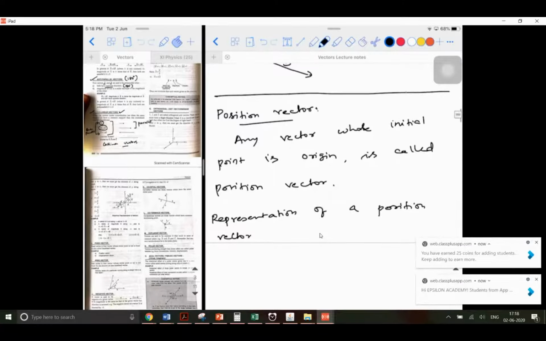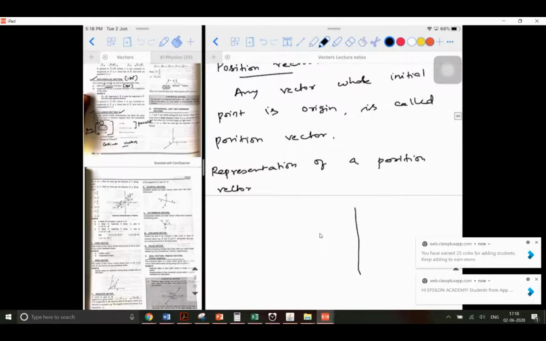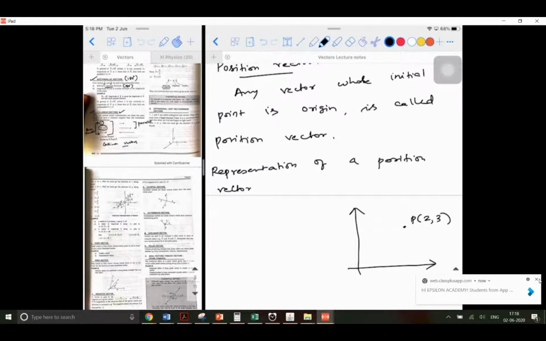Suppose, let me go back to the same old example. Let me take this point P as (2, 3). Okay, this is in terms of coordinate geometry. So in terms of coordinate geometry, this point has the coordinates 2, 3.